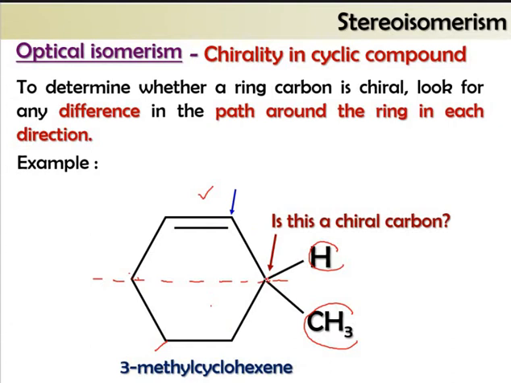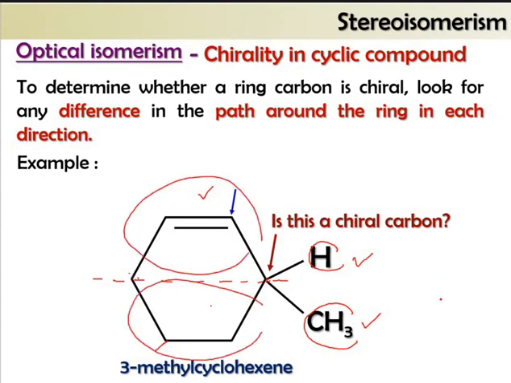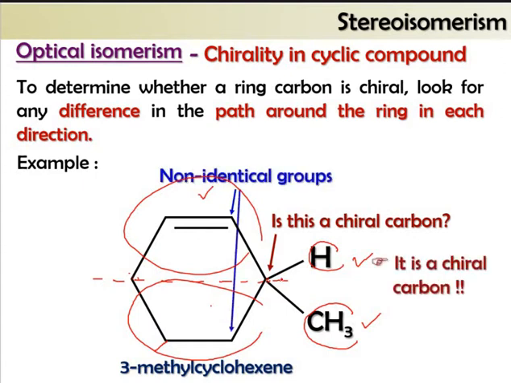Maksudnya this carbon dia ada two different groups attached to it. Yang ni memang dah difference dah. Tapi another two bonded pun berbeza kalau kita bahagikan macam ni. Tengok atas ni, and then the second part here berbeza. So we can say that this carbon has 4 different atoms or group of atoms. Maksudnya dia ada chiral carbon, so kita buat star di situ.